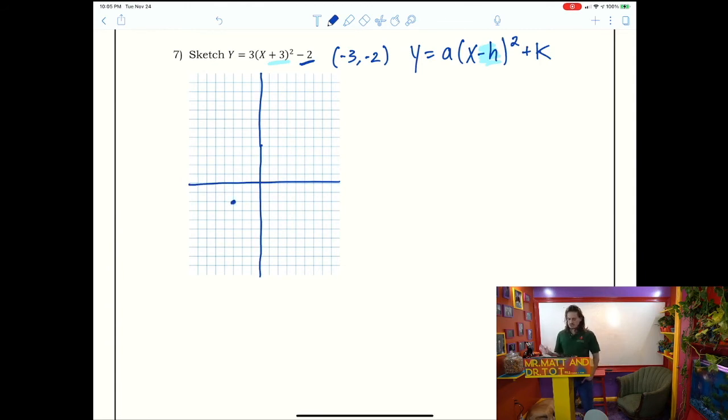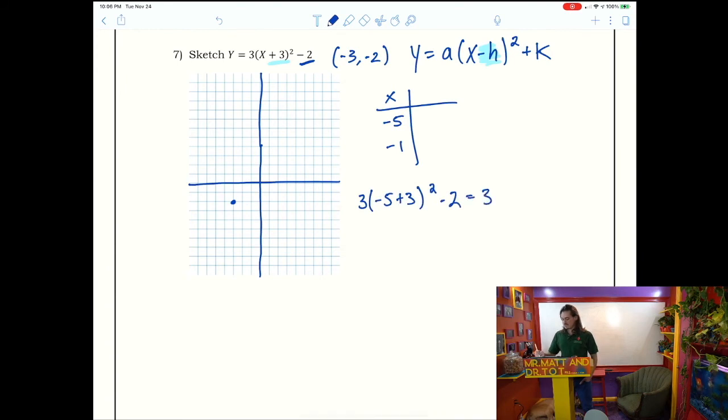So now I'm just going to go a little bit to the right, a little bit to the left, and test some values. So I'm going to test x is equal to, let's say, negative 5 and negative 1. So testing negative 5, we're going to get 3 times (negative 5 plus 3) squared minus 2. That's going to be 3 times negative 2 squared minus 2. That's going to be 3 times 4 minus 2. Negative 2 squared is a positive 4. 3 times 4 is 12. 12 minus 2 is 10.